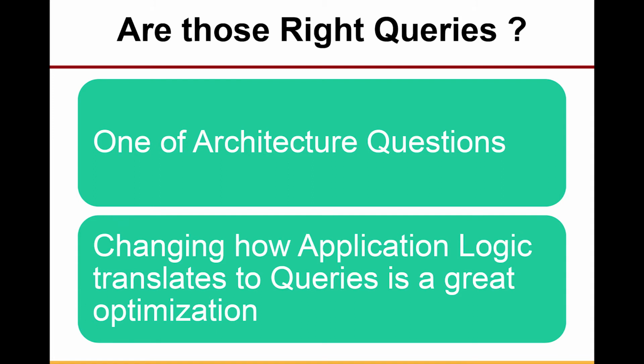When you speak about the queries, I think it's very important to ask yourself if those are the right queries to begin with. In a lot of cases, you have to remember that the best way to optimize something is not to do it at all, right? If you can avoid certain queries or avoid fetching certain data from MySQL, that is a great thing you can do. Or you can also change how the application logic maps into the queries, right? Which is a very powerful optimization.